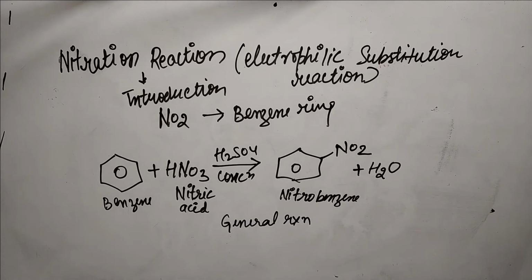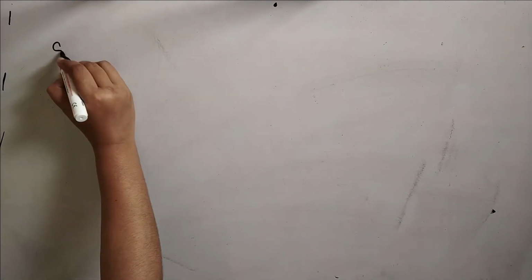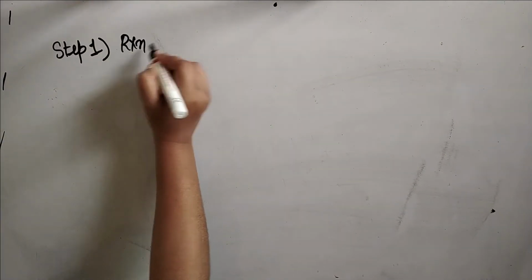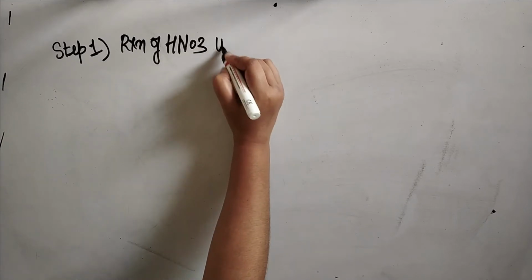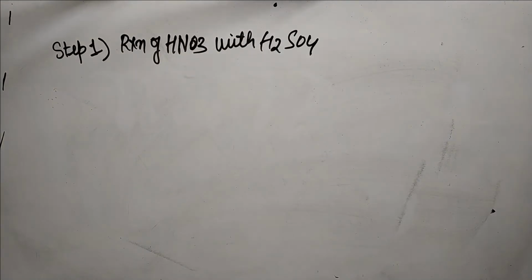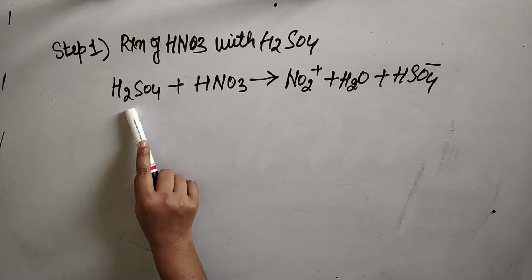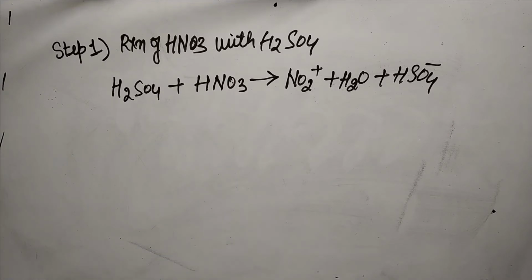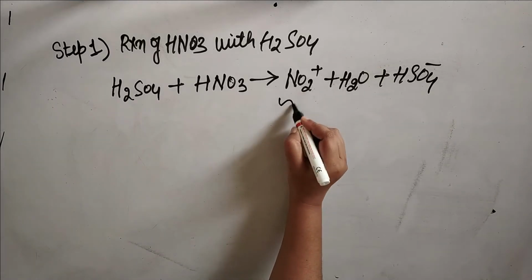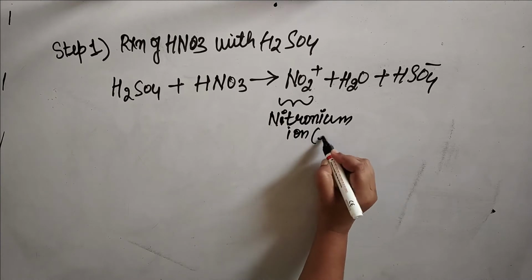So this is the general reaction of nitration. Now I will explain the mechanism of the nitration reaction, that is, how the NO2 group from nitric acid will substitute on benzene. In the nitration reaction, step 1 is the reaction of nitric acid, HNO3, with H2SO4. When sulfuric acid and nitric acid react, nitronium ion is formed. This nitronium ion is the electrophile. It acts as an electrophile.